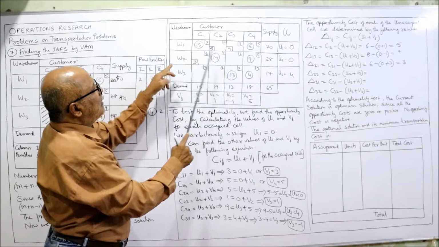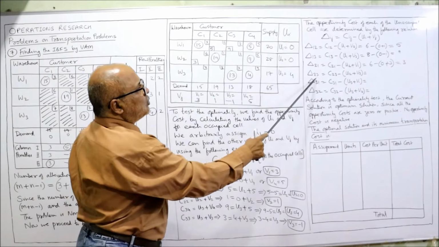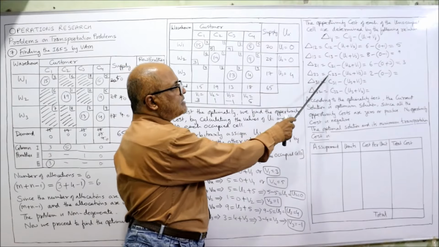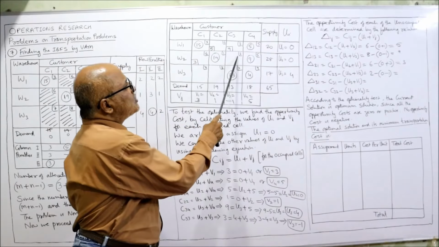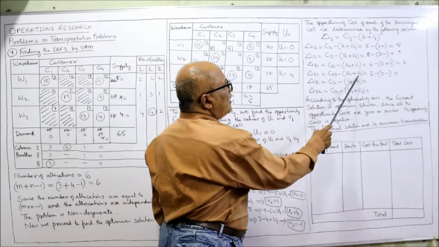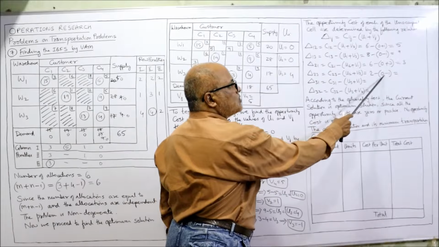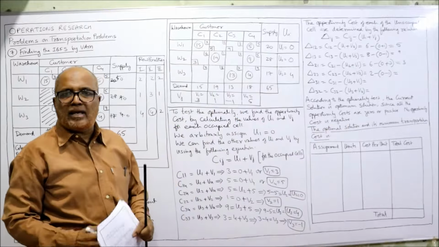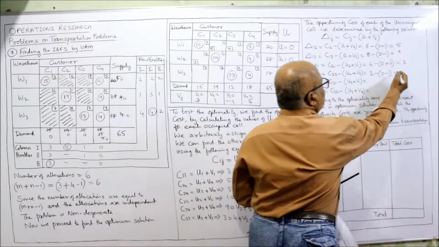Now come to this cell. Second row, third column, 2, 3. So delta 2, 3 is C23 minus (U2 plus V3). C23 is 2. So 2 minus U2. U2 is 0. And V3 is minus 1. So 0 minus 1 is minus 1. 2 minus minus 1. So minus into minus will become plus. So it will become 2 plus 1. 2 plus 1 is 3.